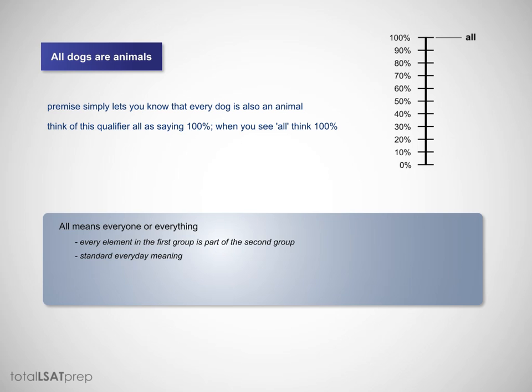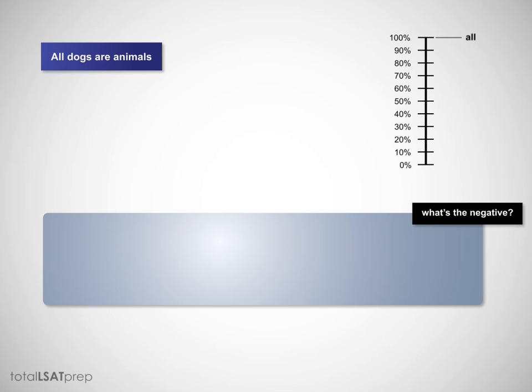Now, and this is very important, what's the negative of this statement? So we have here it says all dogs are animals. How would we negate this statement? The way you negate it is by saying some dogs aren't animals. So this is very important. Some are not is the negative of all, and vice versa. The negative of some are not is all.